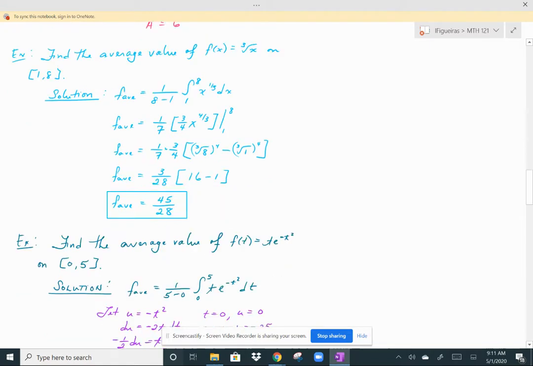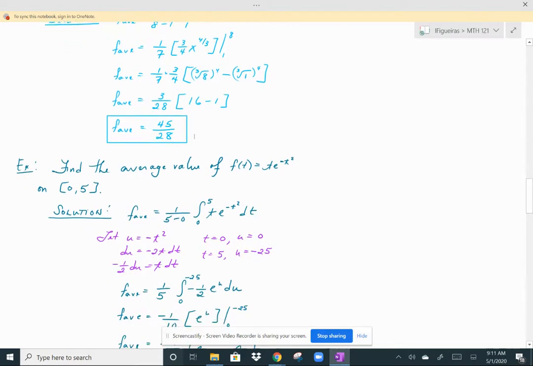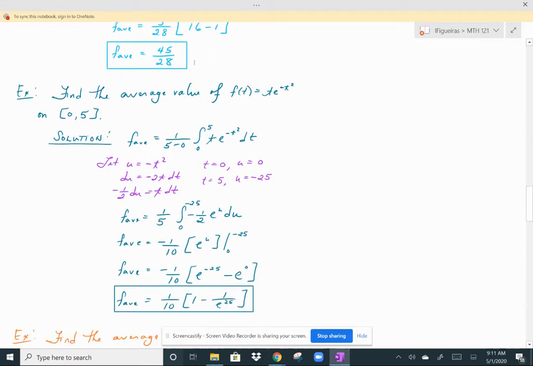Okay, here's another one. We want to find the average value of f of t equal to t e to the -t squared on the closed interval from 0 to 5. Okay, again, this is just straightforward using the definition. Average value is 1 over 5 minus 0 times the integral from 0 to 5 of t e to the negative t squared dt. All right, so this integrand isn't quite as straightforward as the previous ones.